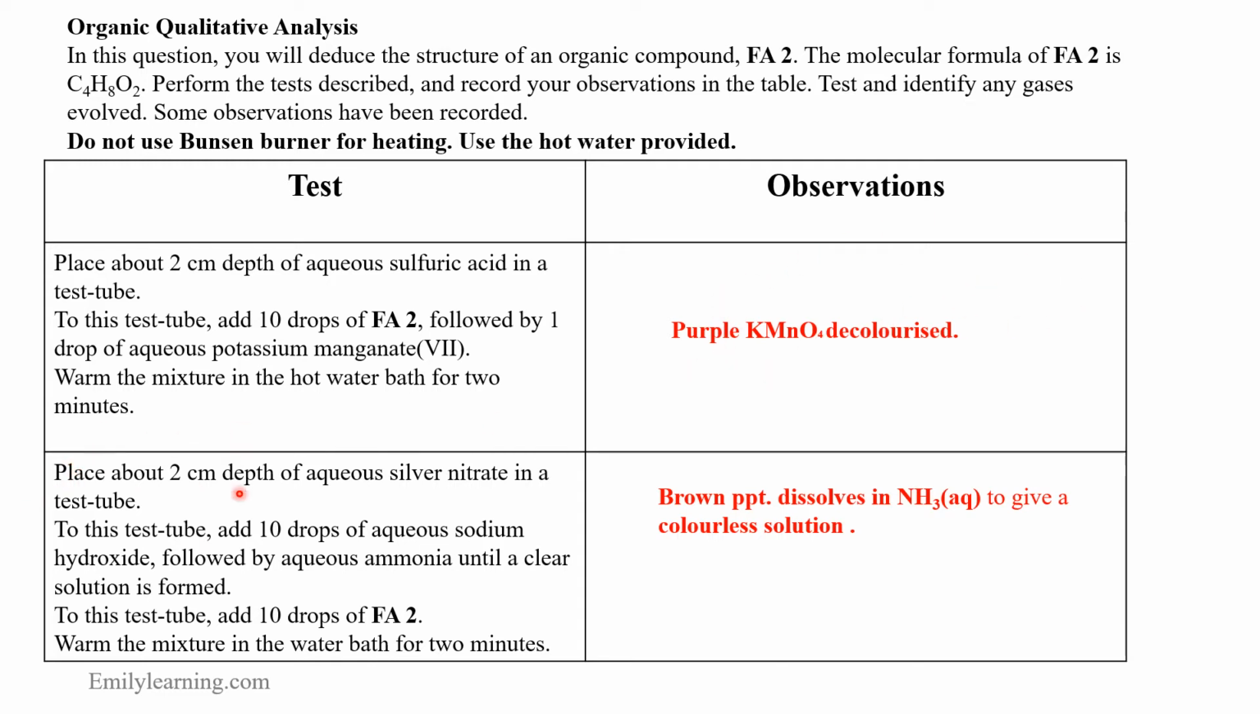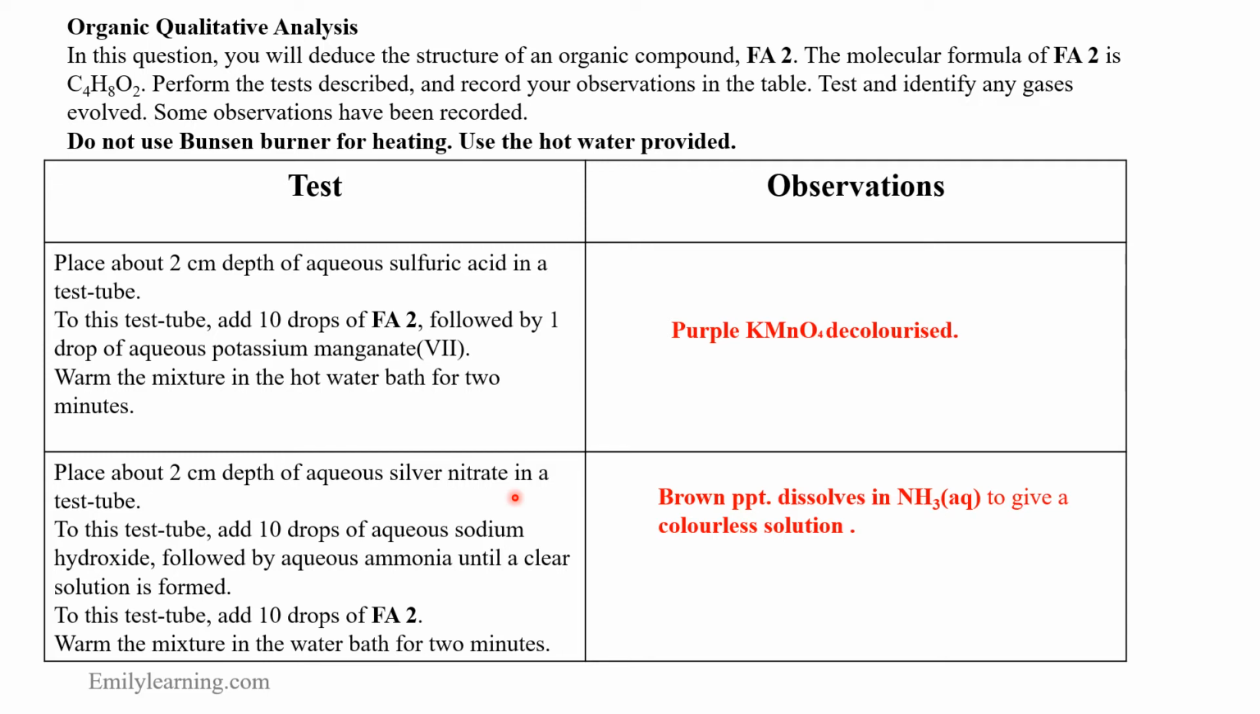So place 2 cm of silver nitrate in the test tube. To test this, add 10 drops of sodium hydroxide followed by aqueous ammonia until a clear solution is formed. To this test tube, add 10 drops of Fa2, then warm the mixture in the water bath for 2 minutes. So what are we actually doing?